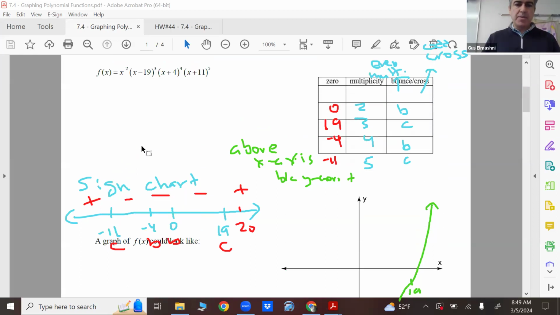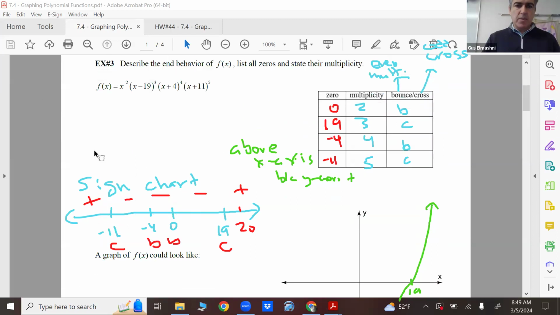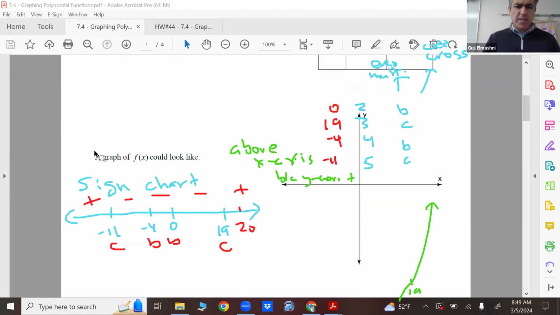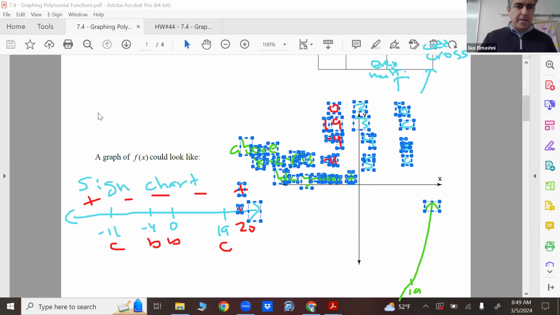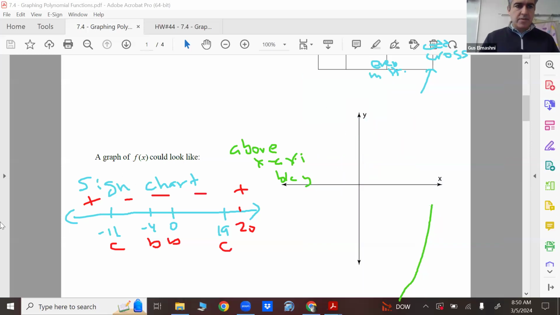And I know my end behavior is going to be, shoot, I didn't do the end behavior. I'll do that in a sec. What's the degree here? Let me add up all the exponents. 14? Yeah, okay. I should have done that earlier, but that's okay. Not a big deal. So let me delete some of this junk here. Here, I'm going to use the eraser.